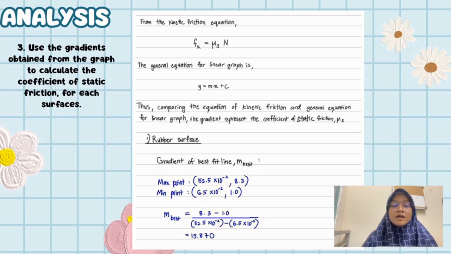So for the maximum point of the best fit line, we got 52.5 times 10 to the power of negative 2 and 8.3. For the minimum point, we have 6.5 times 10 to the power of negative 2 and 1.0. So after we take the value of the maximum and minimum point and put them in the formula of gradient, we could find that the gradient of the best fit line is 15.870.